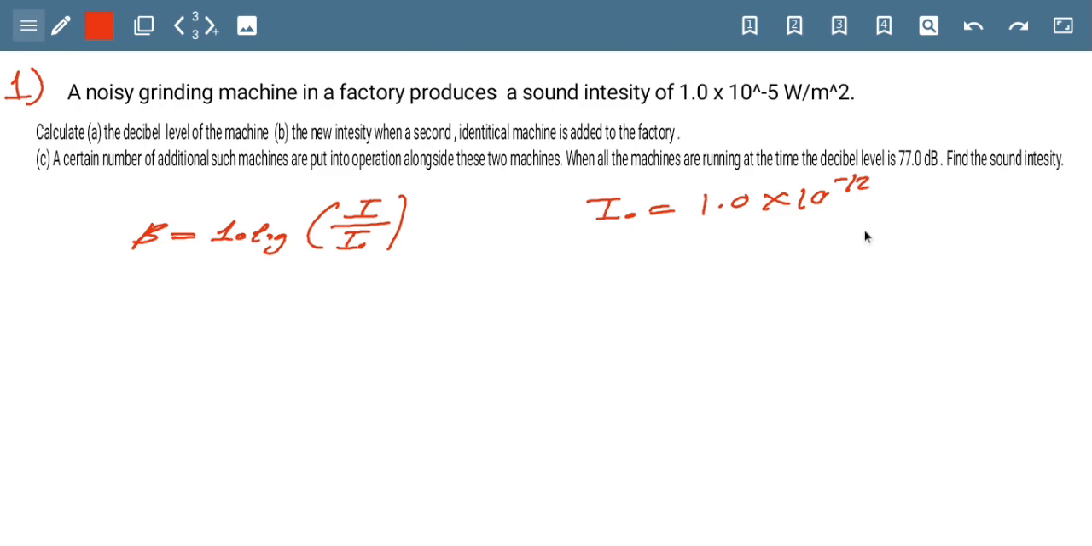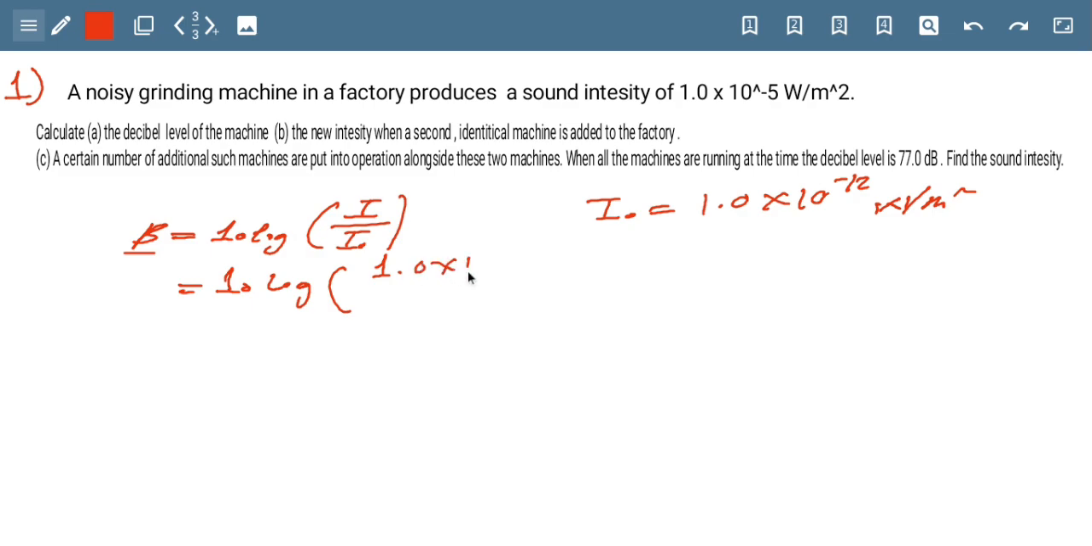Now, what are the units? The units are the same, watts per meter squared, for the constant intensity. So we can just say 10 log. In this question, you have been given the sound intensity to be 1.0 × 10^-5, so you can just replace that.